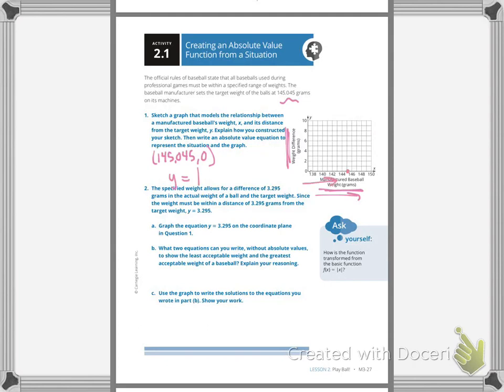Okay, so if we threw it in the absolute value, we have y equals, we went right that amount. So remember, left and right, it goes on the inside. So saying right, I had to do a minus 145.045.